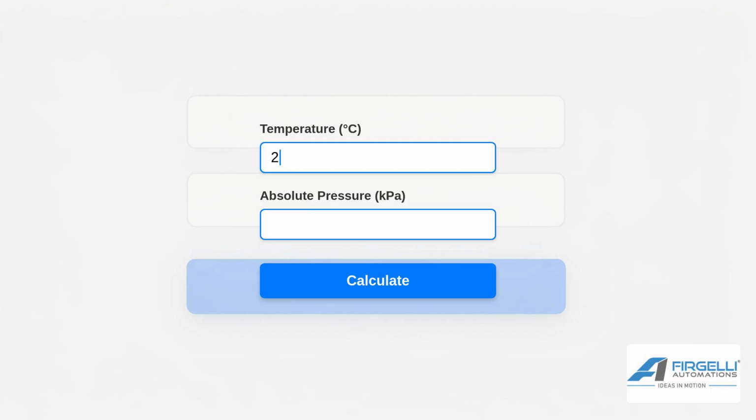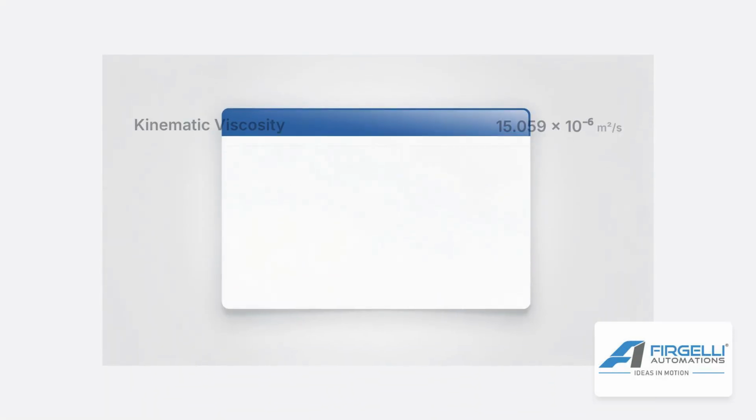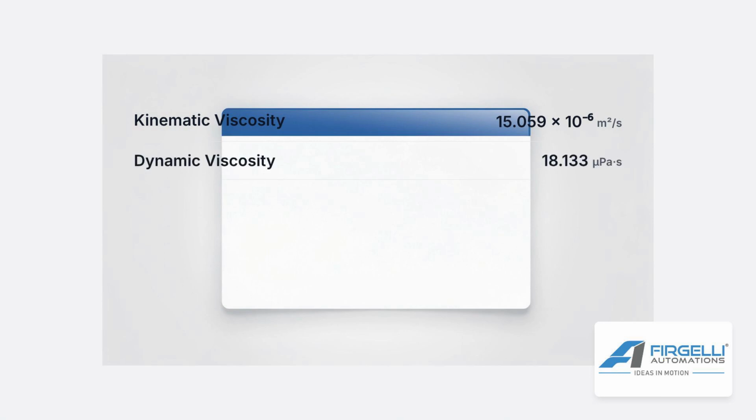With temperature at 20 degrees Celsius and absolute pressure at 101.325 kilopascals, clicking Calculate gives us these results. Kinematic viscosity is 15.059 times 10 to the minus 6 meters squared per second. Dynamic viscosity is 18.133 micropascal seconds.